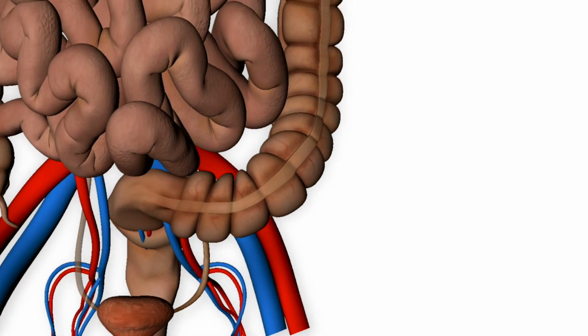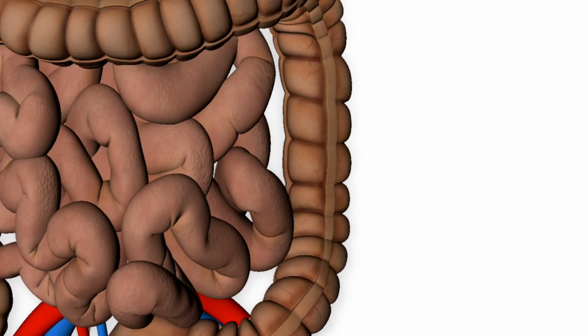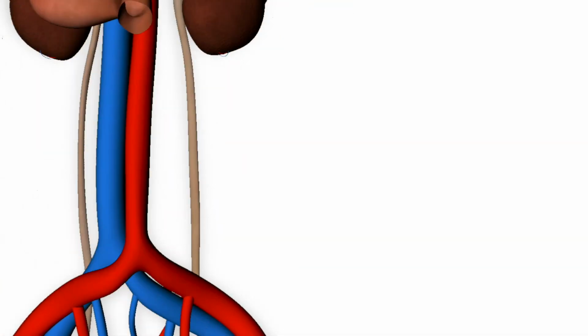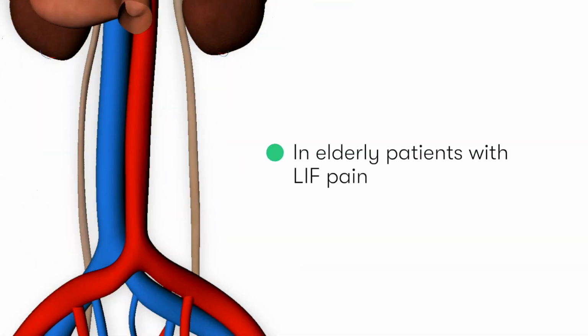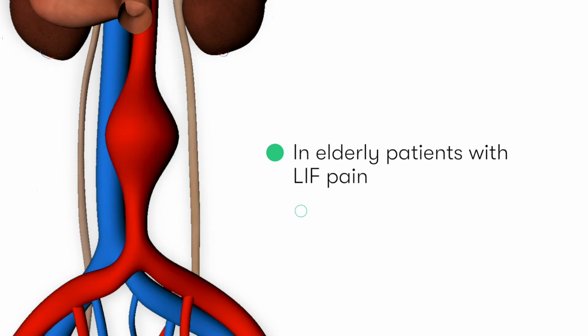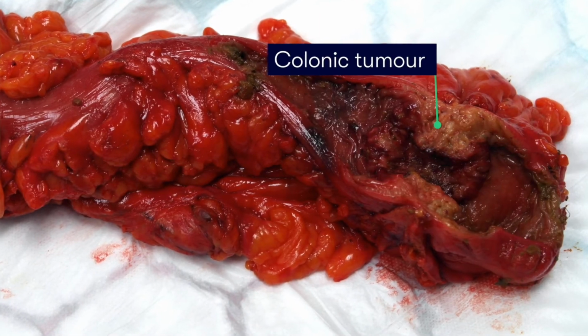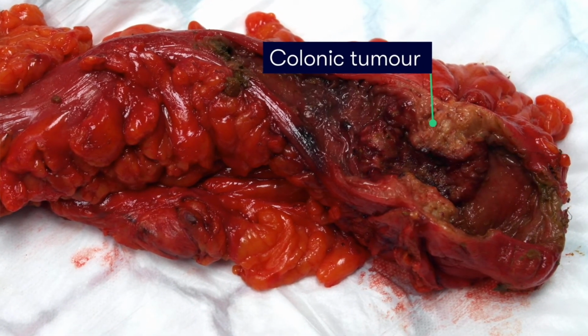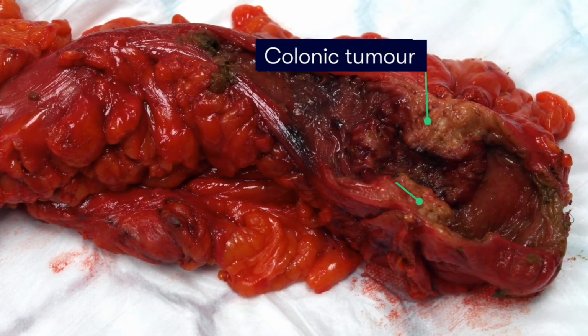And additionally, it's really important that in any older patient with left iliac fossa pain, we always have in the back of our mind that they may have a ruptured or expanding abdominal aortic aneurysm. Another important differential diagnosis to consider is a tumour of the colon, and this is especially the case in older patients.